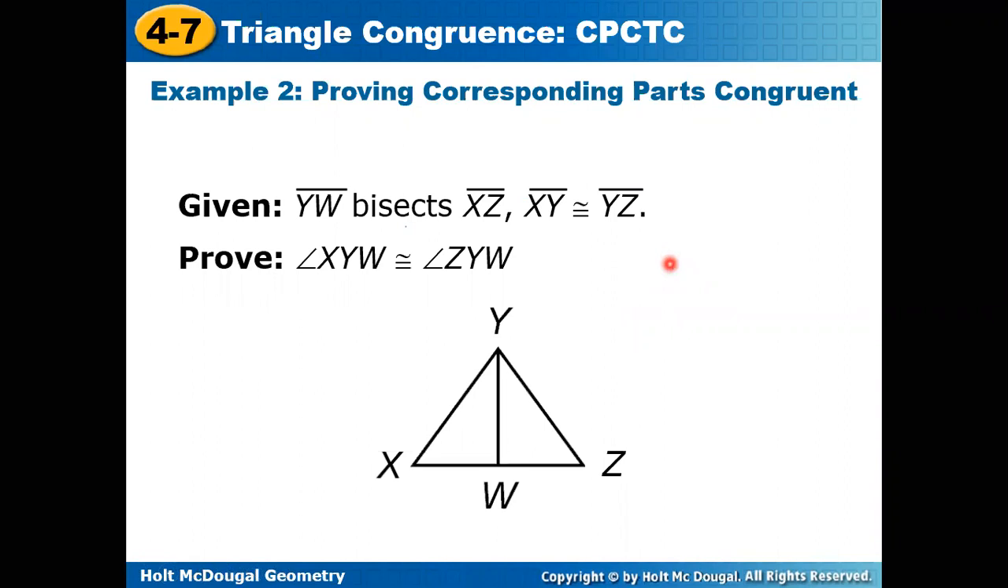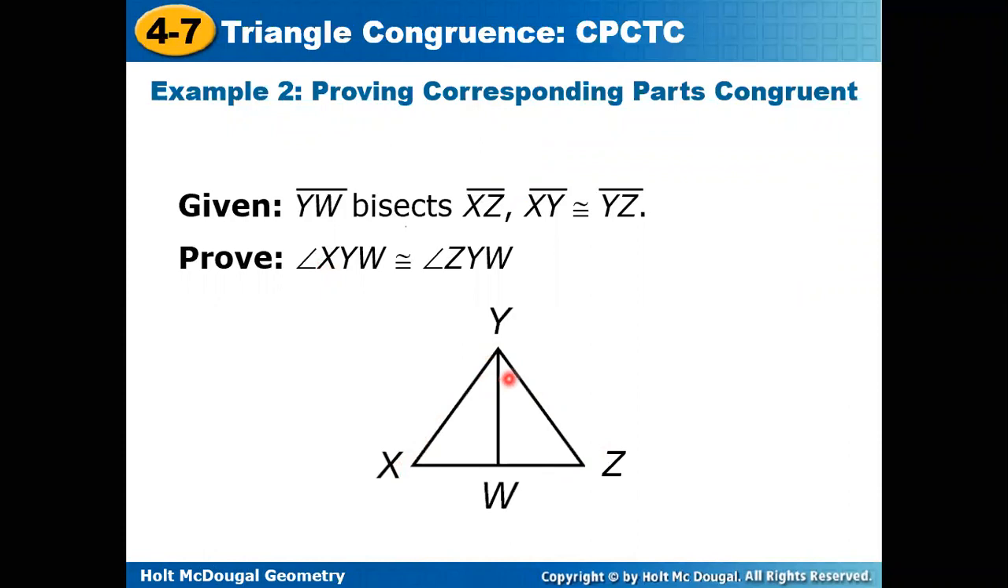Now let's see example 2. In this example, read the given well. We have YW bisects the segment XZ, and also XY is congruent to YZ. So prove that the angle XYW, XYW means this angle, is congruent to the angle ZYW, which is this angle.